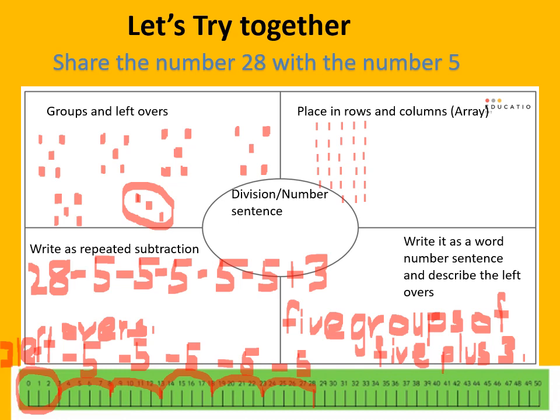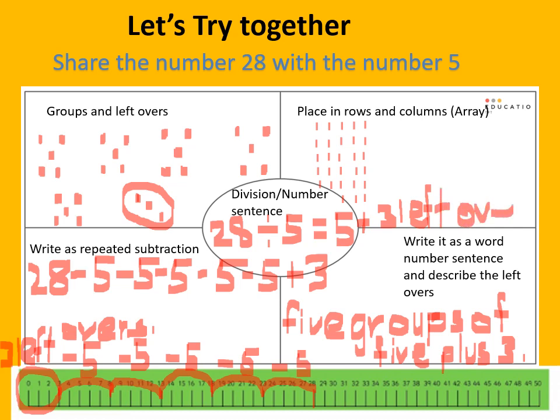All right, and we can write it as a division number sentence. So we can say 28, we might use our division symbol here, divided by 5 equals 5 plus 3 left over. Okay, and that's how you complete that task.